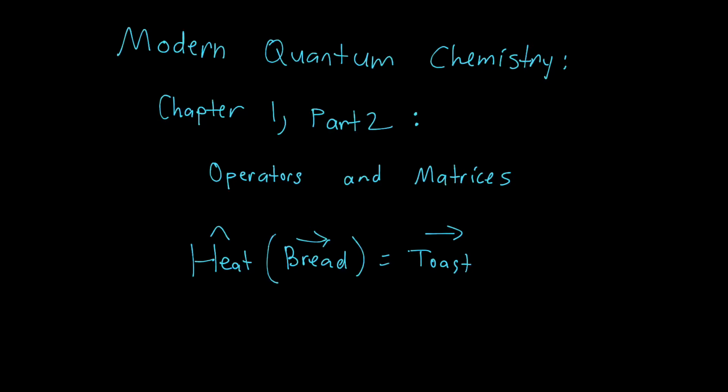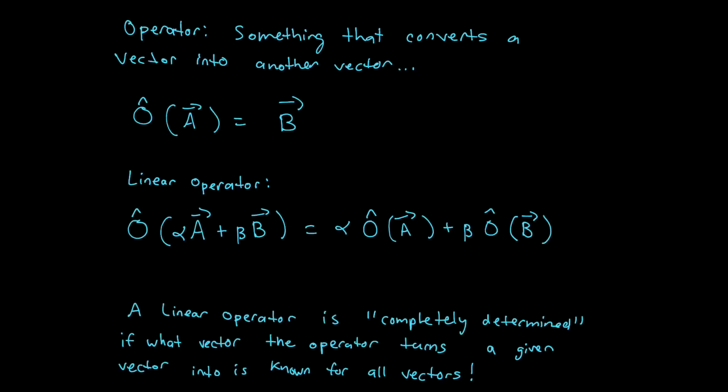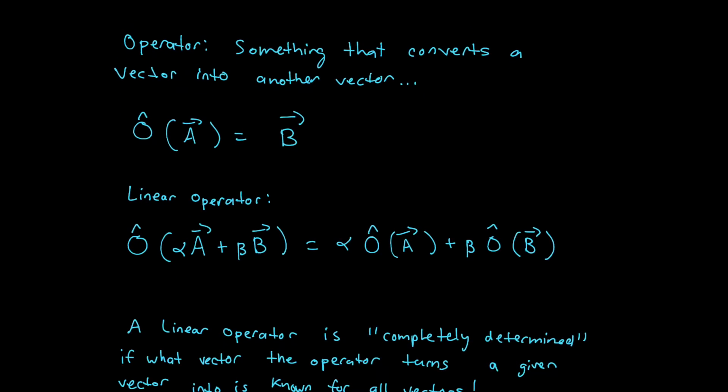And as a joke here, I put the heat operator on the bread vector, which leads to the toast vector. You'll understand why later. So, all that an operator is, is something that converts a vector into another vector.